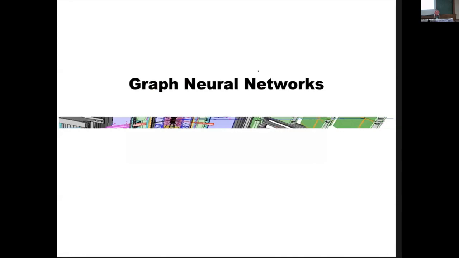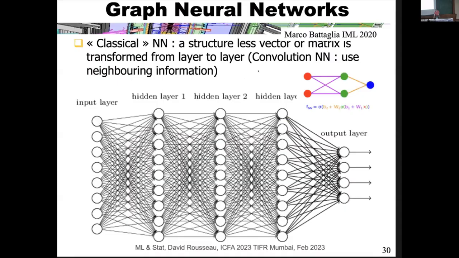Now I move to graph neural networks. So what is it? This is a classical neural network. This is called a dense neural network. This is a simpler one with input layer, different hidden layers, and output layer. The second evolution of this is the convolutional neural network, which I mentioned, where you have filters which move around the image.